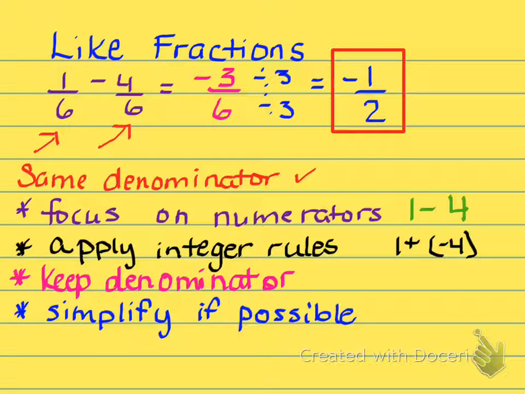So really we're just looking at 1 minus 4. Then we apply the integer rules, as you can see here, which remember, whenever you're subtracting an integer, it's just like adding its opposite. So 1 minus 4 would be 1 plus negative 4. Then you're going to keep the denominator the same, which we did. So we have negative 3 over 6. And now we are going to divide the top and bottom by 3 so that we can get negative 1/2. So that was just a quick review of how we are going to work with like fractions.